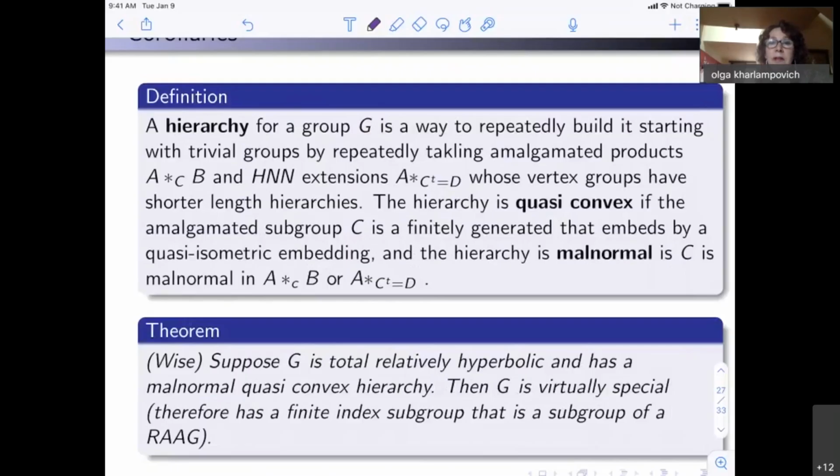They have this hierarchy, and they are toral relatively hyperbolic. So they are relatively hyperbolic with respect to abelian subgroups, and abelian subgroups are malnormal. So they are virtually special. And therefore they are subgroups of right-angled Artin groups.